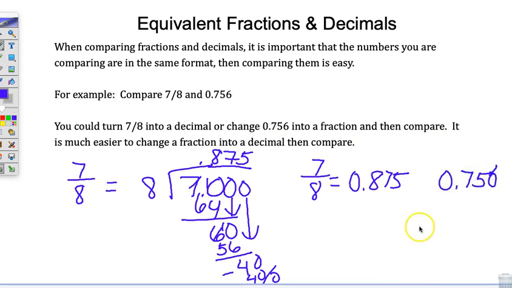Now I can compare that to 0.756. So when you're comparing decimals, you start wherever the decimal is, and you compare if they have a first digit. Those are both the same. Then I have an 8 compared to a 7. So this number is larger than the 756 thousandths. So if I were comparing these numbers now, I can say 7/8 is greater than 0.756.